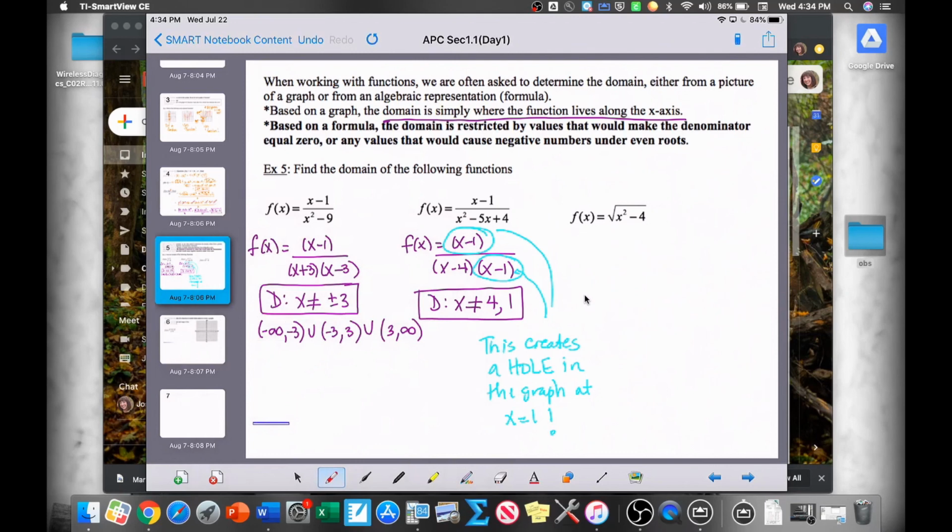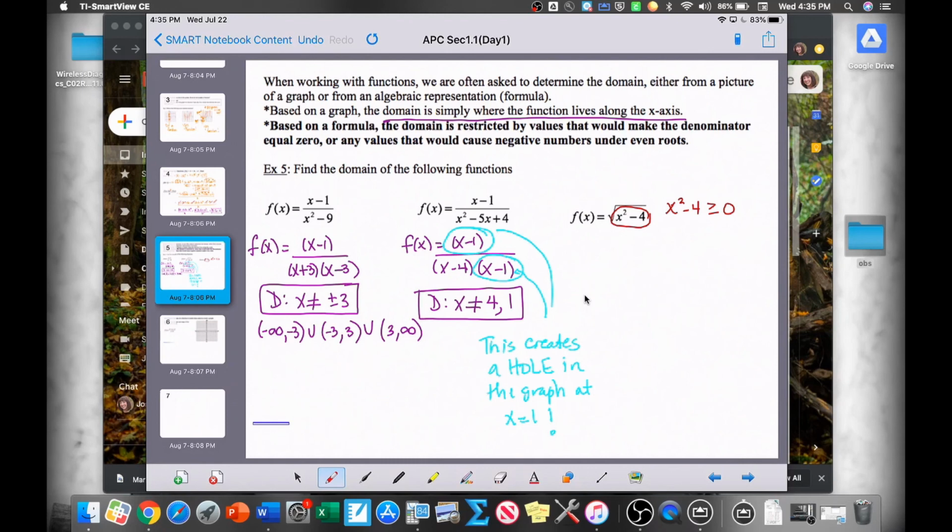Right here, we have x squared minus 4 underneath our square root. And what we know about even roots is that we cannot have negative numbers under even roots. So that means that our x squared minus 4 has to stay greater than or equal to 0. It can be 0 and it can be bigger, but it can't be less than 0 because that would be negative, and the square root of negative numbers are imaginary.